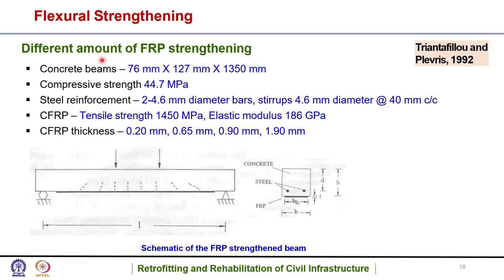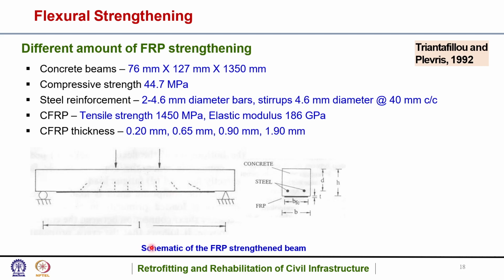So here is the different amount of FRP strengthening. As per this literature, they used concrete beams having 76 by 127 by 1350 mm dimension, compressive strength of 44.7 megapascal, steel reinforcement which had 2 bars of 4.6 millimeter diameter, stirrups of 4.6 mm diameter at 40 mm center to center, CFRP tensile strength of 1450 megapascal, elastic modulus of 186 gigapascal, and CFRP thickness of 0.2 mm, 0.65 mm, 0.9 mm, 1.9 mm respectively.